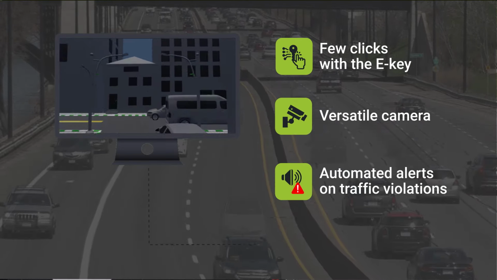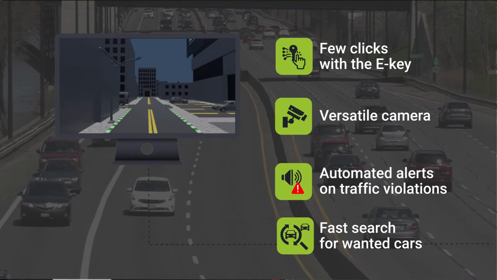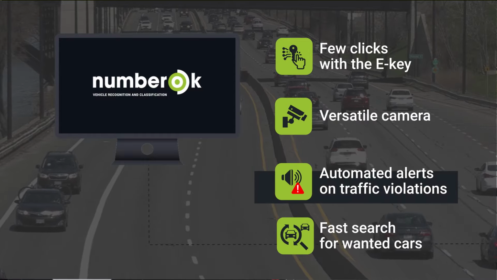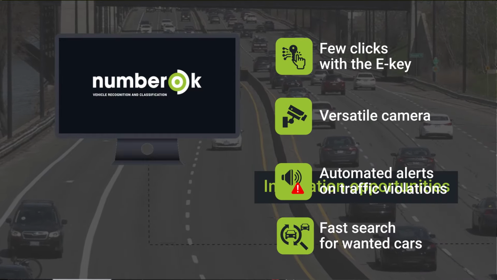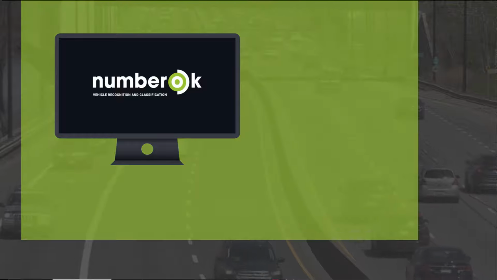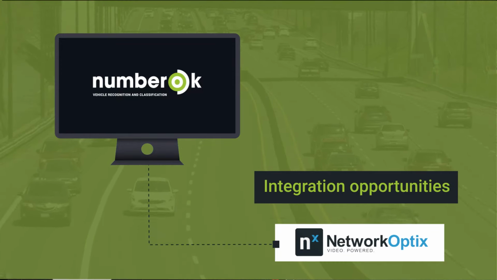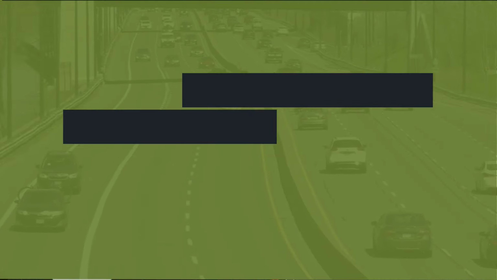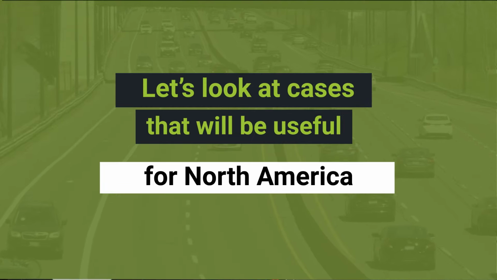Automatic warnings of different types of violators. Search option according to allowed or denied list, or manual search by vehicle brand, color, type. Can be integrated into any third-party system and VMS. Today, NumberOk has integration with Network Optics. Just try. Let's look at cases that will be useful for North America.